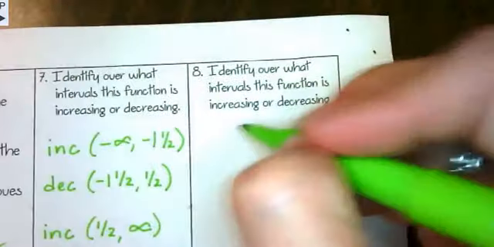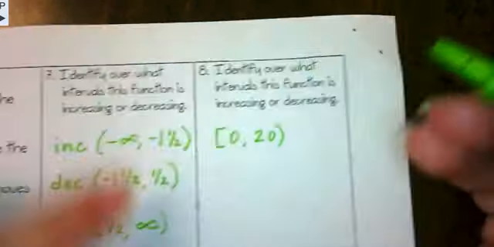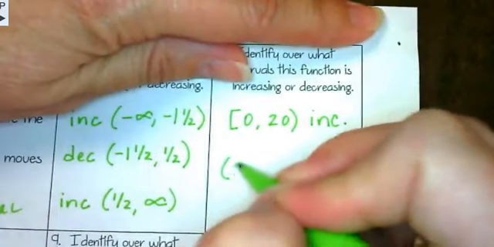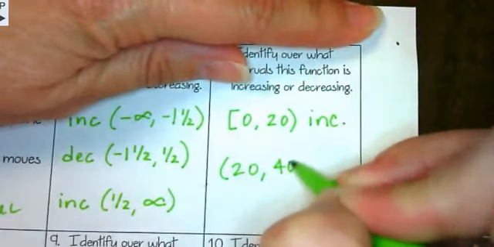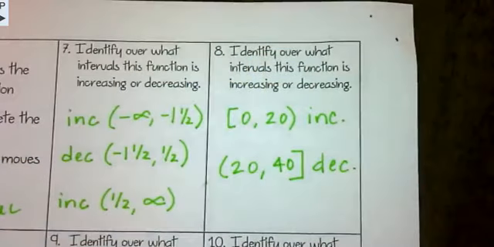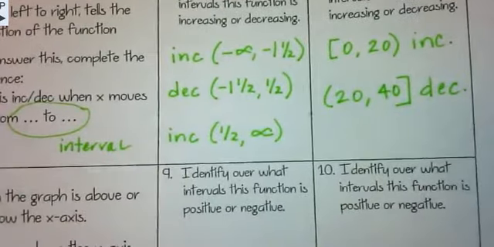So we would write this as from 0 to 20, that was the increase, and then from 20 to 40, which is when it stops, that was decreasing. All right, so again, we're talking about the x when we write the intervals.